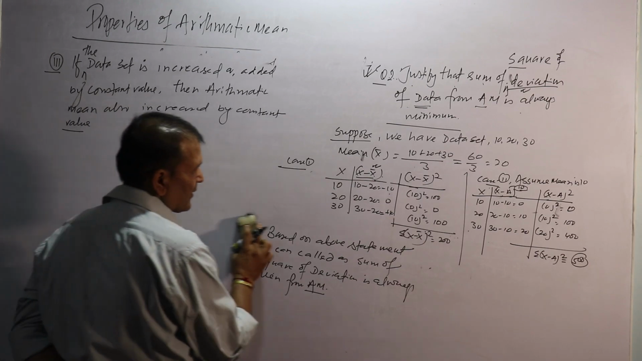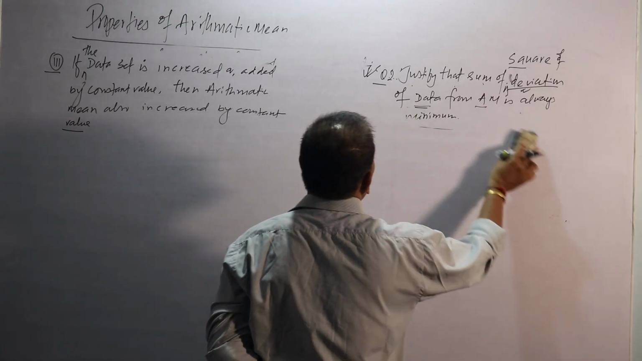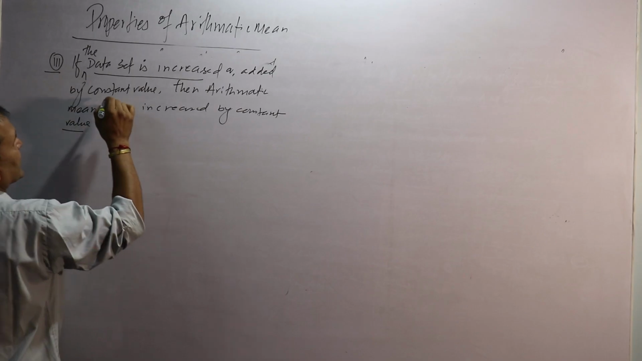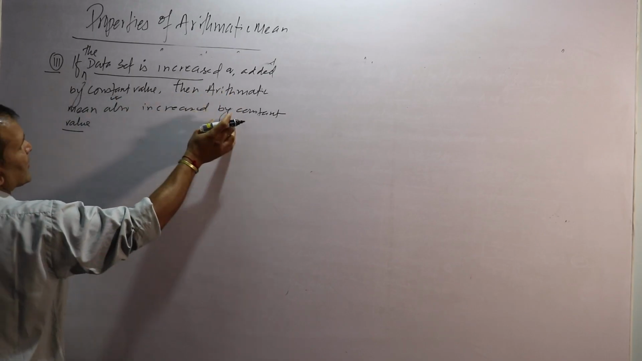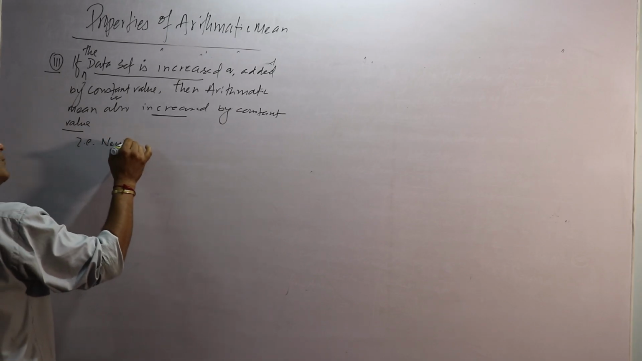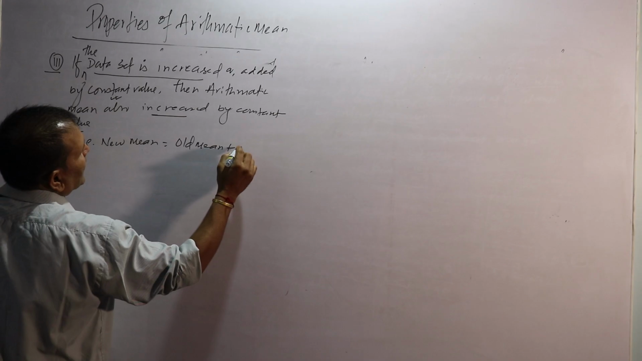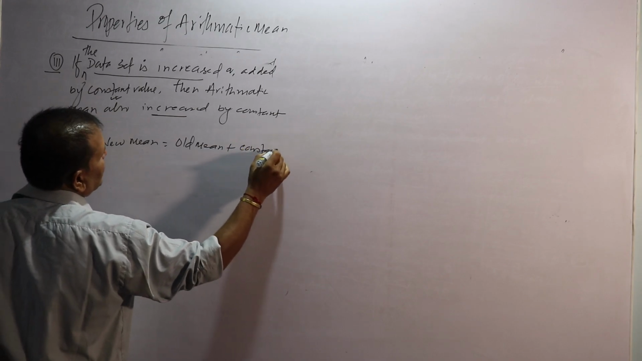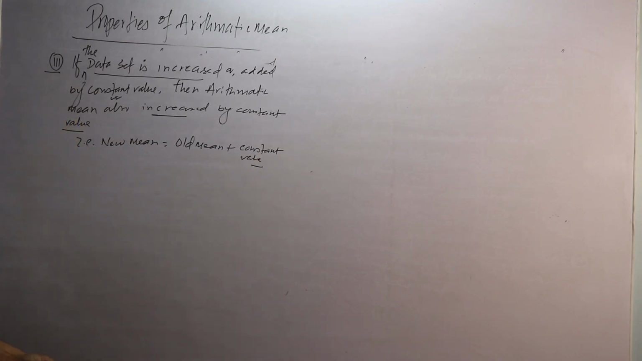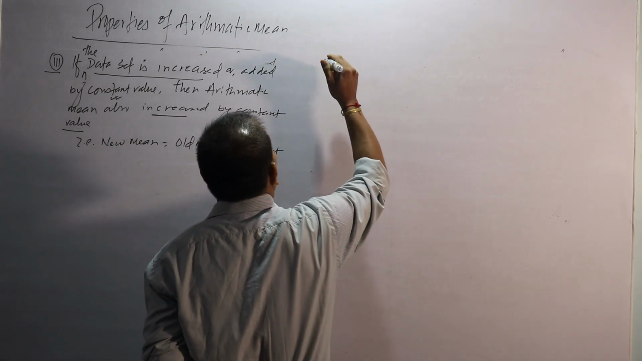So what it means is that mean depends upon addition values. If the data set is increased or added by constant values, the new mean, the arithmetic mean, is also increased by a constant value. It means that you can write that new mean is equal to old mean plus constant value. This is the conclusion. So, what is the justification? What is the proof? So, we can prove that.